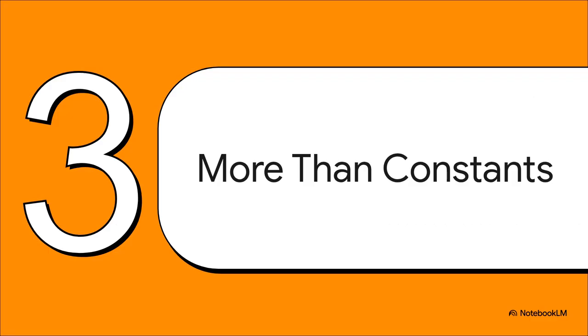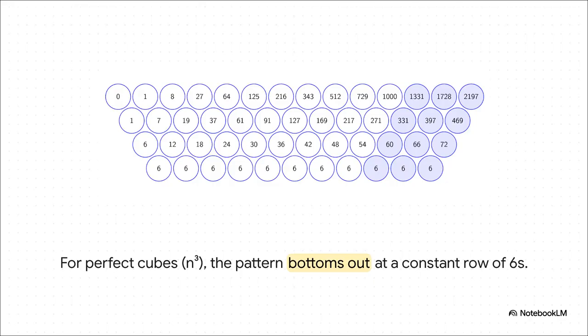So that was pretty cool, right? We found a row of ones, but what's really amazing about this method is that it's way more flexible than you might think. The foundation isn't always going to be that simple. For instance, take the sequence of perfect cubes, 0, 1, 8, 27, and so on. If you do the exact same differencing method here, you find something different. You bottom out at a constant row of 6s. The process is the same, but the bedrock is different.